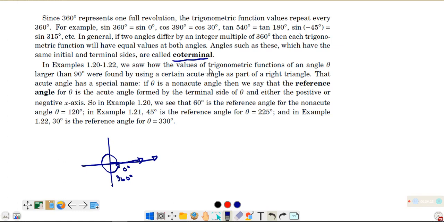So we saw how the values of trigonometric functions of an angle theta larger than 90 were found by using a certain acute angle as part of a right triangle. So that acute angle has a special name. If theta is a non-acute angle, then we say that the reference angle for theta is the acute angle formed by the terminal side of theta and either the positive or negative x-axis.